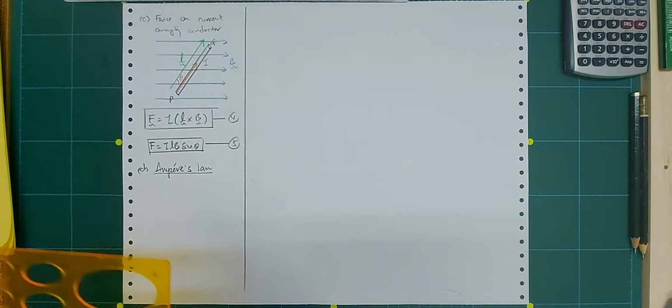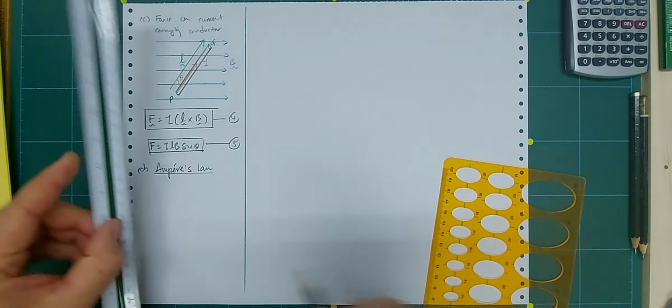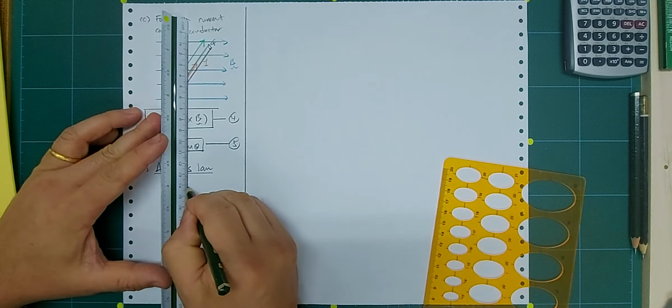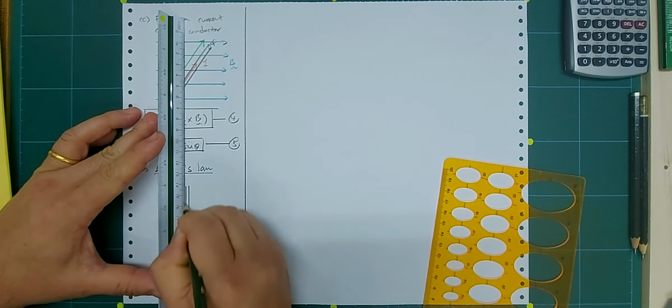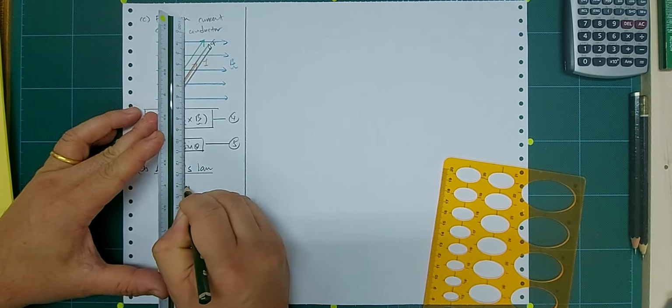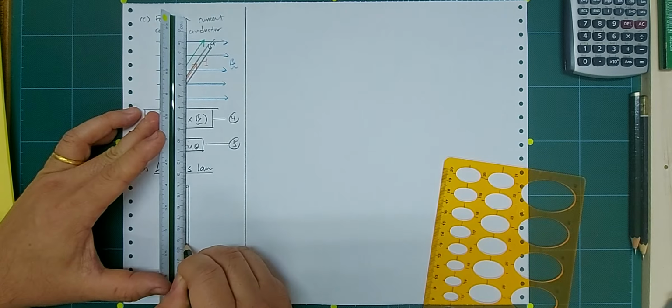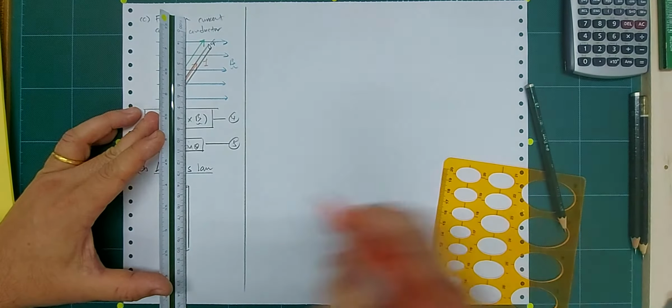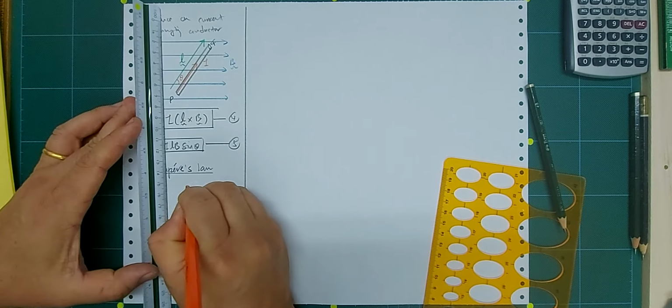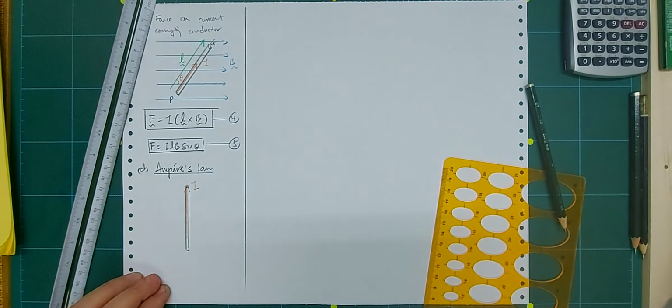Now, we assume we have a conductor that carries current upwards, in this direction, let's say. Our current is orange color, I.